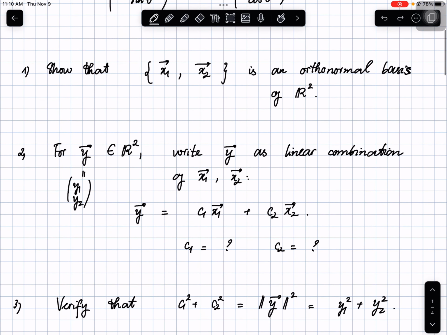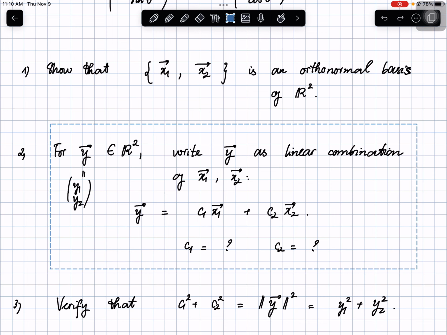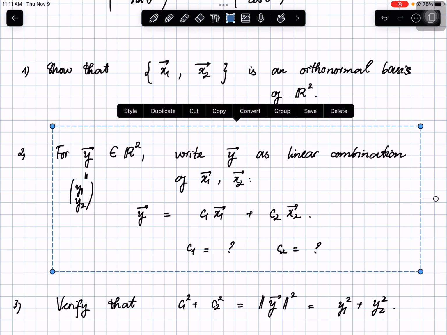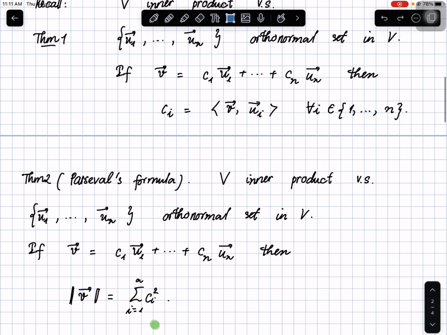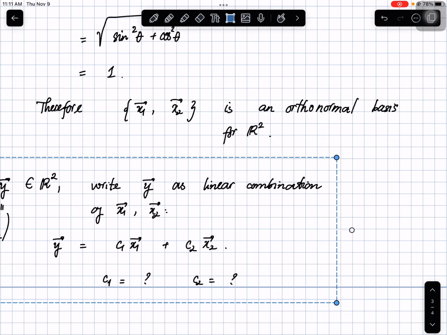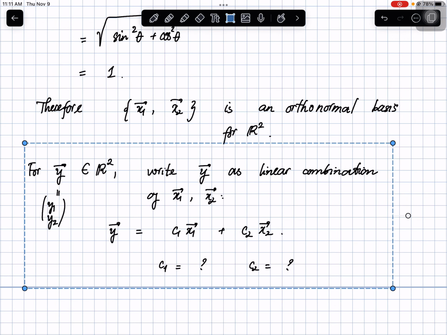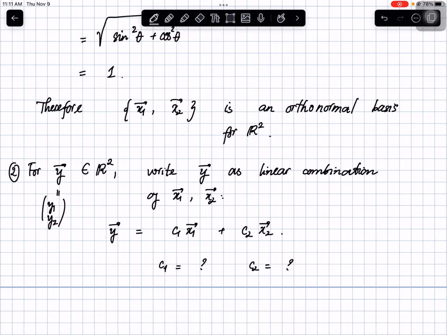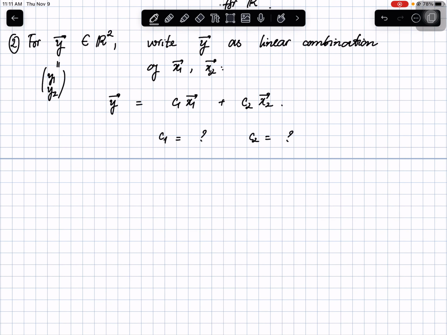Second question is, for any vector y in R2, write vector y as a linear combination of x1 and x2. Yes, because x1 and x2 is a basis, this set of vectors is a basis for R2, so any vector y in R2 can be written as a linear combination of the two vectors. y equals C1 x1 plus C2 x2. So now we need to find what C1 and C2 are, the two coefficients.